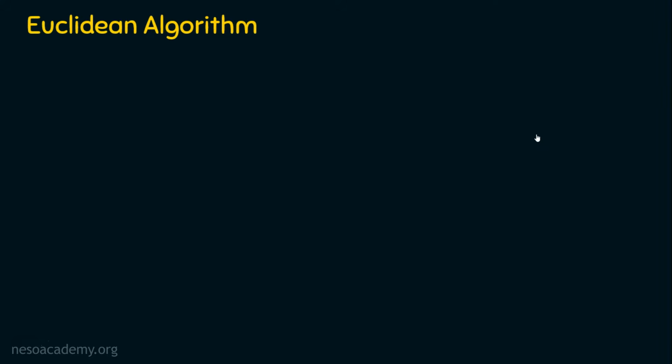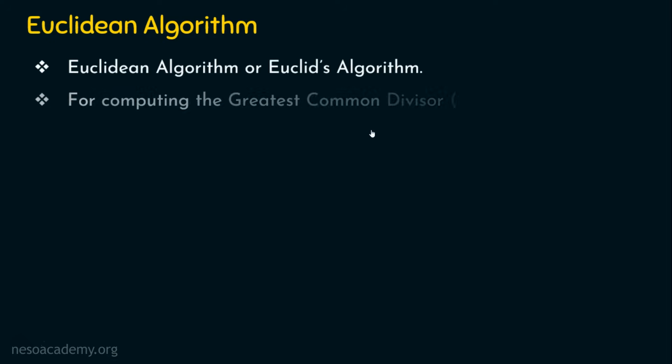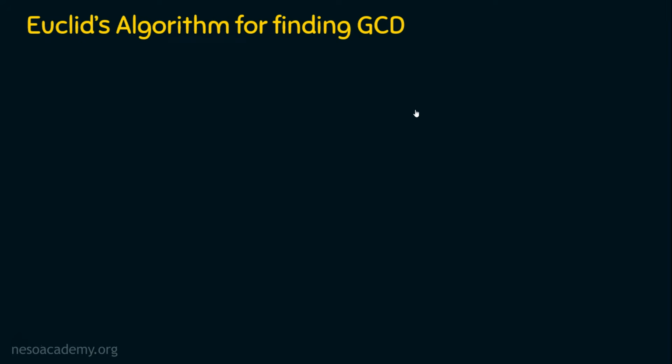We know the Euclidean algorithm or Euclid's algorithm is used for finding the greatest common divisor or the highest common factor. Please remember, divisor or factor both refer to the same concept. So, greatest common divisor and highest common factor refer to the same thing. Let's see Euclid's algorithm now. Basically, we are going to use it for finding the greatest common divisor.